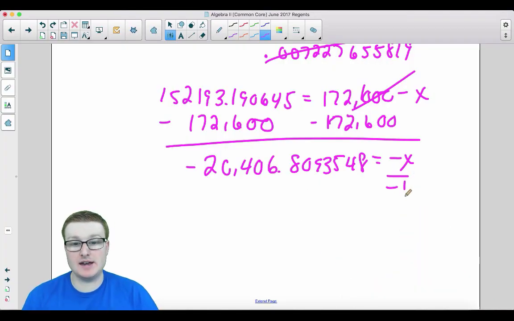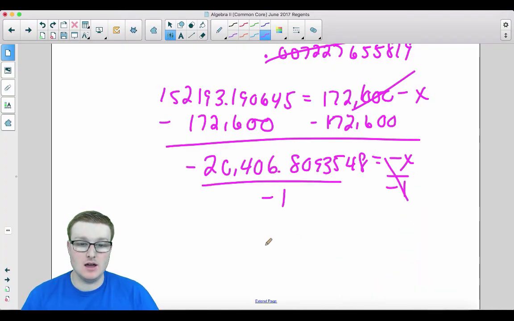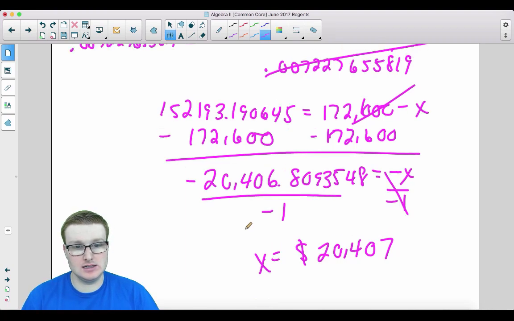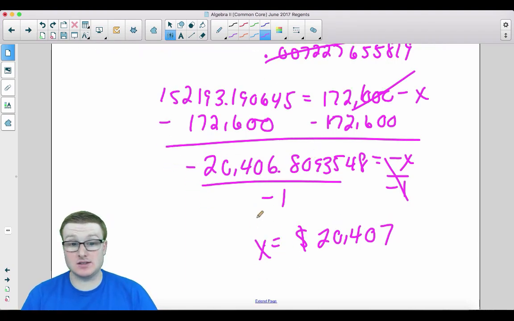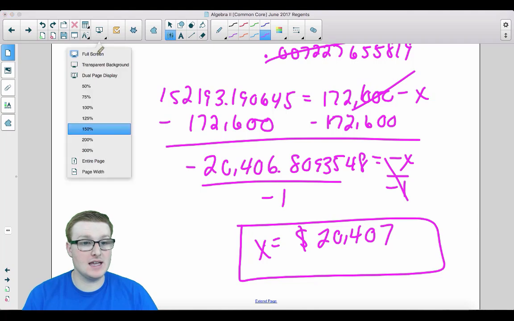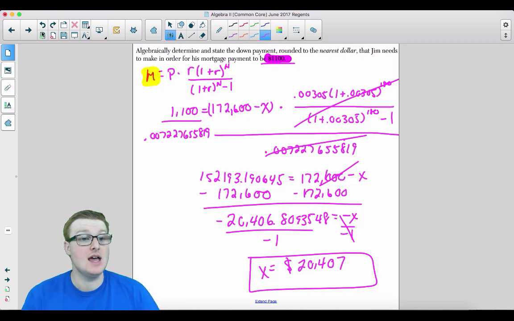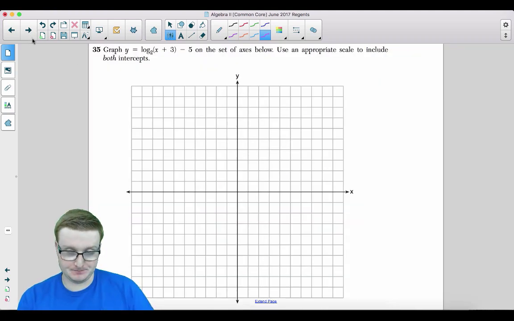All right, and we just divide by that negative 1 to solve for X. So we get X equals, and round it to the nearest dollar, $20,407, because that's 81 cents, so you have to round it up. So ladies and gentlemen, that is the down payment that Jim needs to make to get that mortgage down. So he needs to lay out $20,407 the minute he walks into Chase Bank. And ladies and gentlemen, that is the answer to that question.